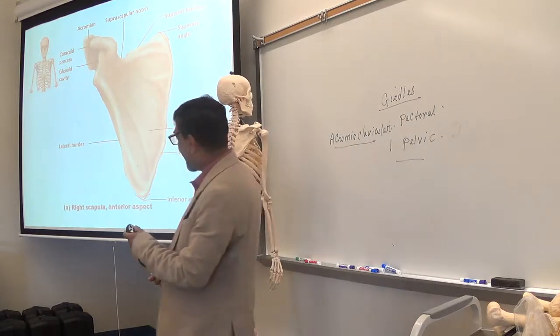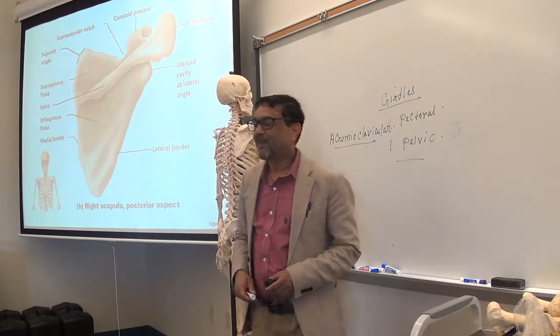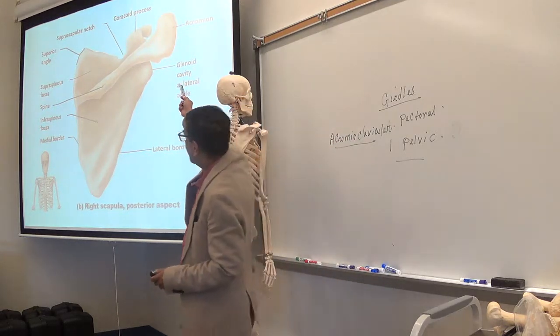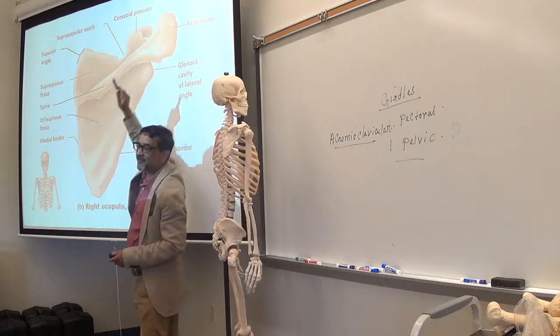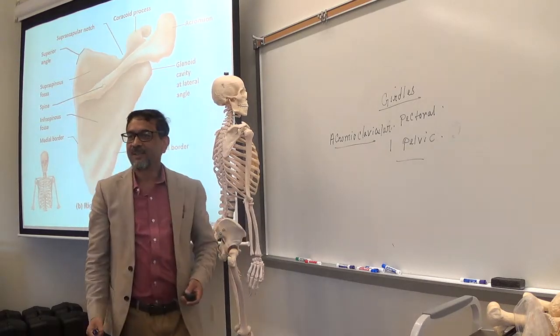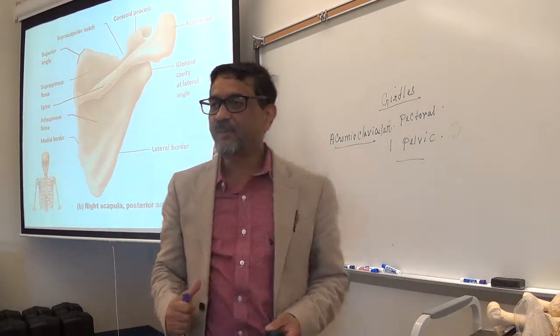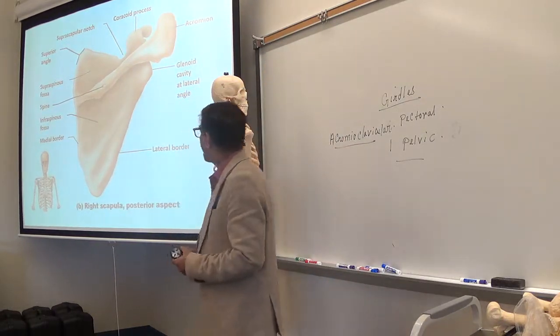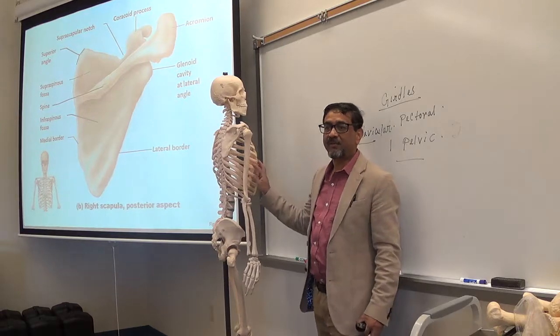Let's see the back. Here. You see the spine, right? Spine becomes what? Acromion, right? And above the spine, supraspinous. Below the spine, infraspinous. Now, two more structures are very important here.